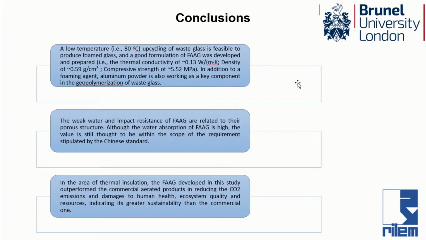Let's end with the conclusion. Aluminum powder can not only work as a foaming agent, but also works as a key part in geopolymerization. Low temperature upcycling of waste glass is feasible to produce foamed glass with satisfactory strength and thermal insulation. Second, the pore structure of FAAG can affect the water and impact resistance. Although the water absorption of FAAG is high, the value is still within the requirement of the Chinese standard. And the FAAG in this study has a better performance than the commercial products in reducing carbon dioxide emission and the damage to human health, ecosystem quality, and resources, which means it has greater sustainability than the commercial one. Thanks for listening.